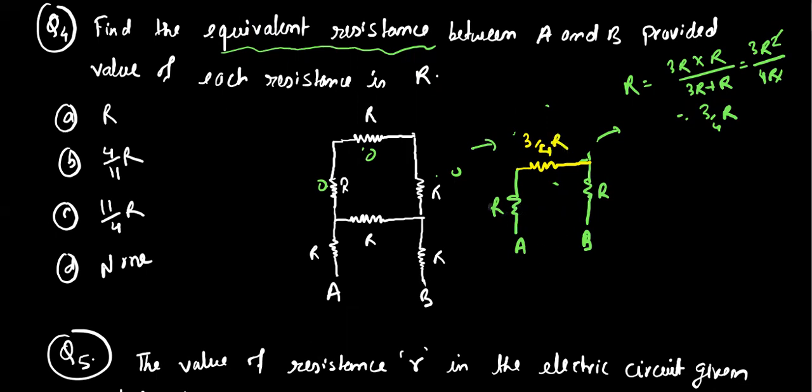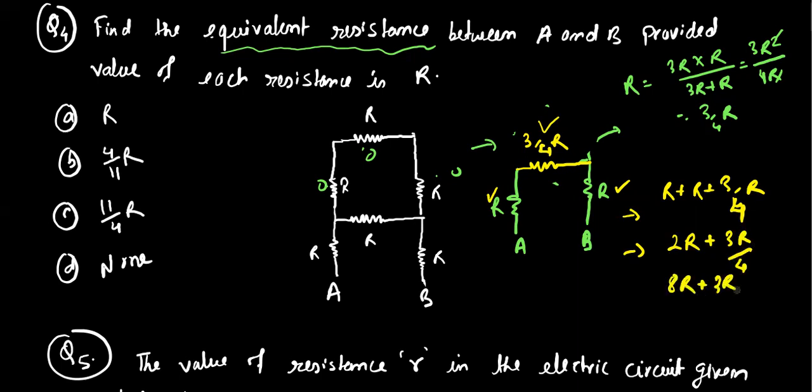Now we can easily see that these 3 by 4 R and R are in series combination, then its equivalent value will be R plus 3 by 4 R. And if we take the LCM, it will be twice of R and then thrice of R by 4. So 8R plus 3R by 4, so it will be 11R by 4. Its answer is option C.